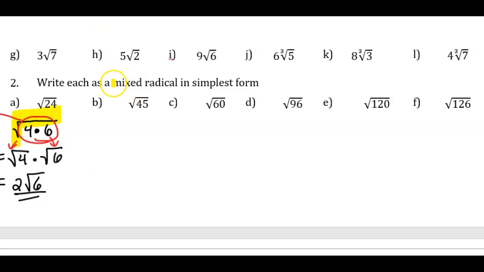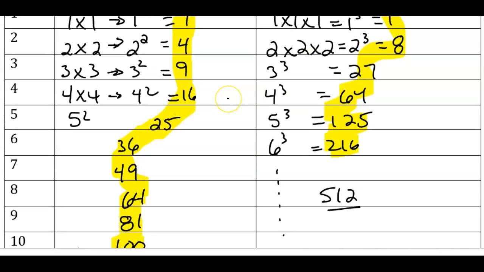So the question says, write each as a mixed radical. Well, this is what a mixed radical is. Alright, let's pick C. So square root of 60. Out of your list of perfect square numbers. So this is why it helps you to know them, have them memorized. And you could even write them down on a page if you want. Which of these numbers here can multiply to give you 60?